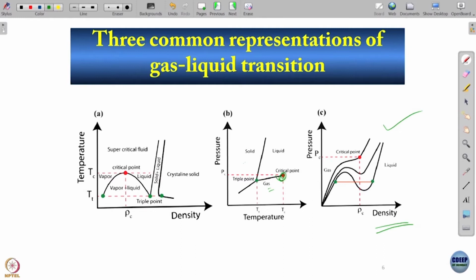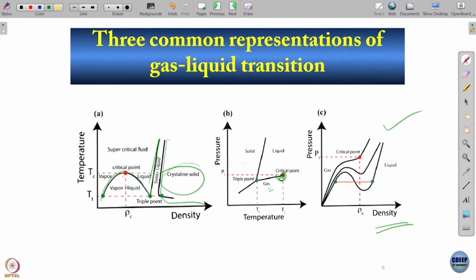Then there is another representation. So, there are three representations. This is temperature against density. Then this is another temperature plot. So, this is the gas-liquid coexistence. Then this beautiful curve goes like this. So, this is the solid. So, I can describe the same phenomena in three ways. Each says something very interesting and new.